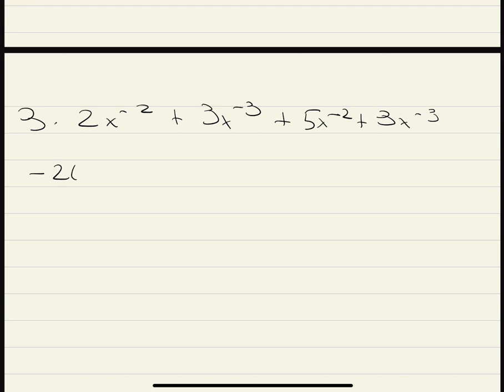Some other examples are if we are dealing with a negative exponent, for example, 2x to the negative 2, 3x raised to the negative 3, plus 5x to the negative 2, plus 3x to the negative 3. We're just going to follow our power rule. It's just going to be a bit different. Negative 2 minus 1, plus negative 3, 3x minus 1, plus negative 2, 5x.